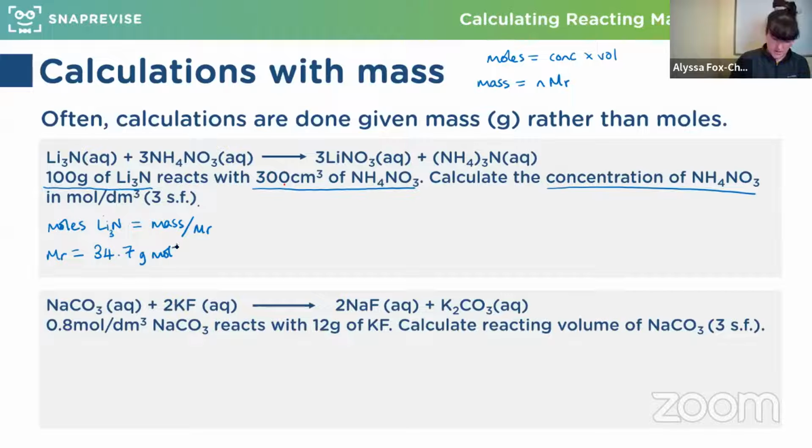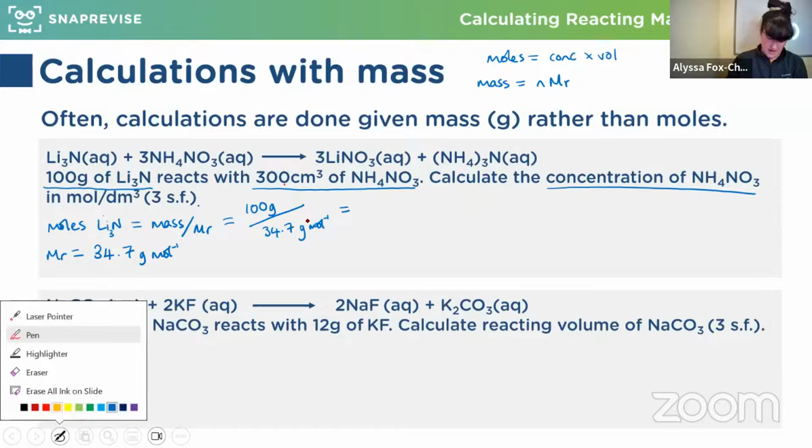Always use the numbers that you're given on your periodic table. So just double check that you use those numbers rather than any numbers that you memorize, unless you want to memorize your periodic table. So the molar mass of lithium nitrate is 34.7 grams per mole. So I know the mass because I was given it earlier. It's 100 grams divided by the Mr, which I've just calculated, is 34.7.